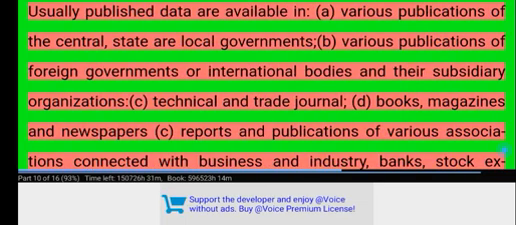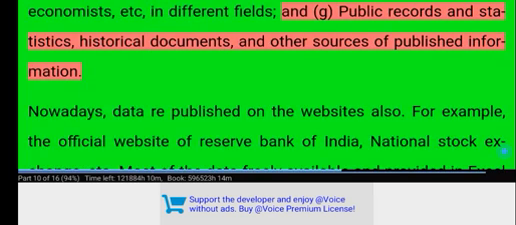Usually published data are available in a. Various publications of the central, state or local governments, b. Various publications of foreign governments or international bodies and their subsidiary organizations, c. Technical and trade journals, d. Books, magazines and newspapers, e. Reports and publications of various associations connected with business and industry, banks, stock exchanges, etc., f. Reports prepared by research scholars, universities, economists, etc., in different fields, and g. Public records and statistics, historical documents, and other sources of published information.